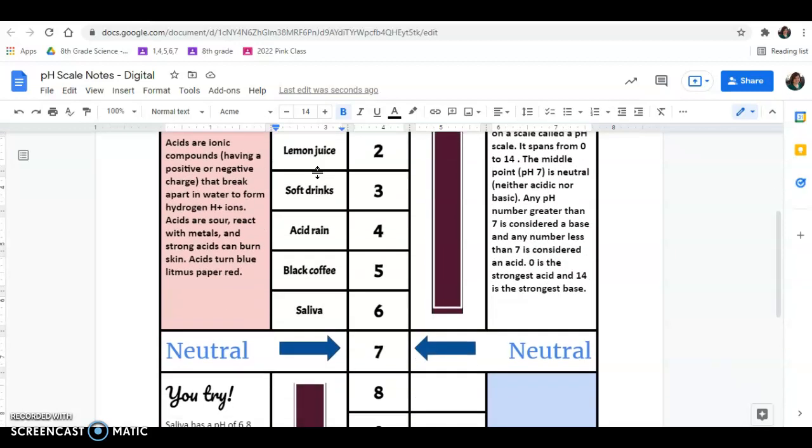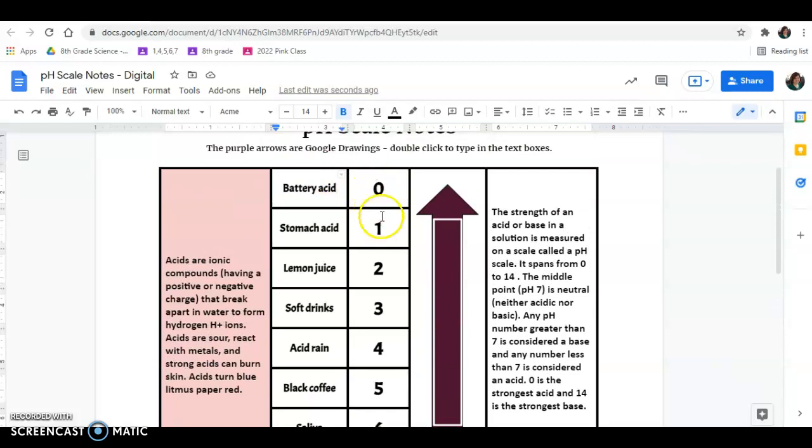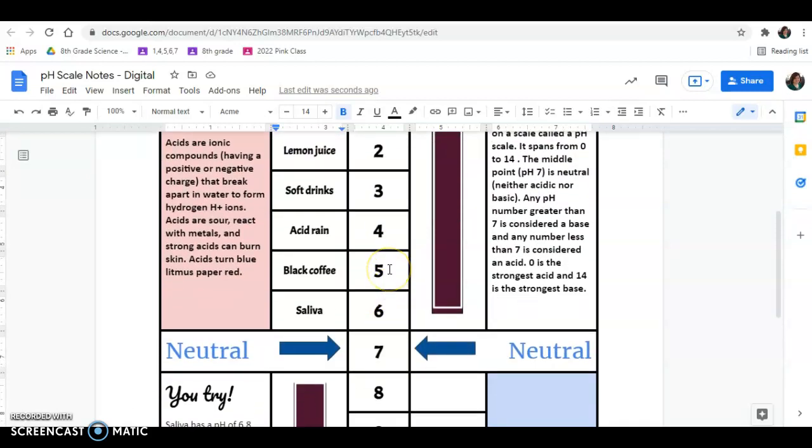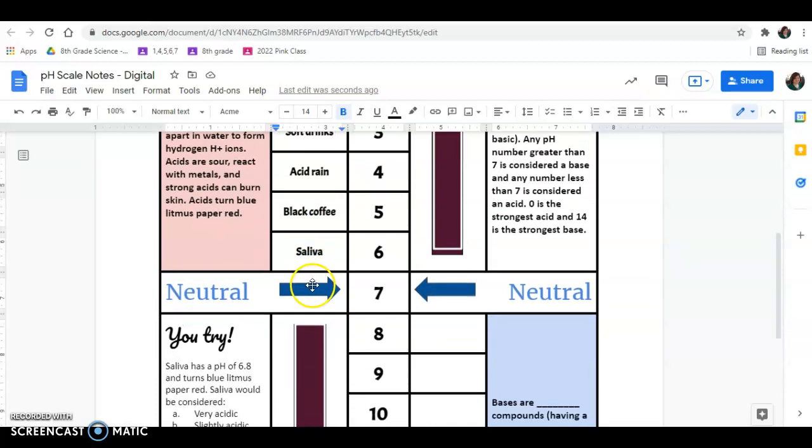Okay, so those are your acids, and anytime you move up or down a level, we are 100 times stronger or weaker. So it's not just like one little quick change. This is a drastic difference. So black coffee is 100 times more acidic than saliva. Saliva is 100 times weaker than black coffee.